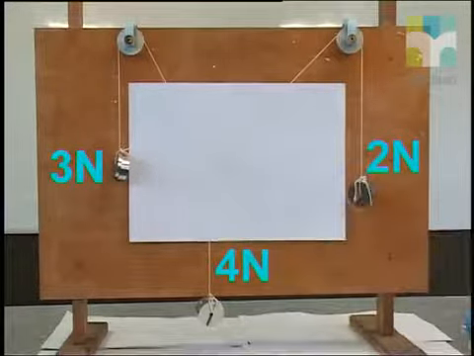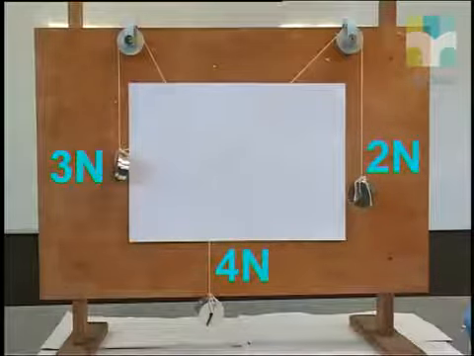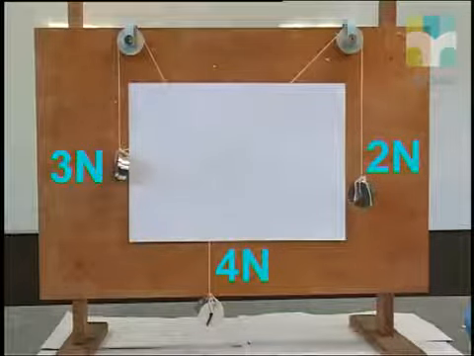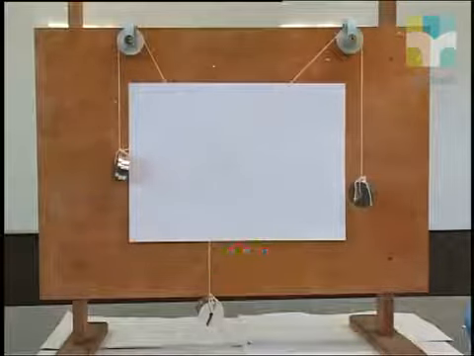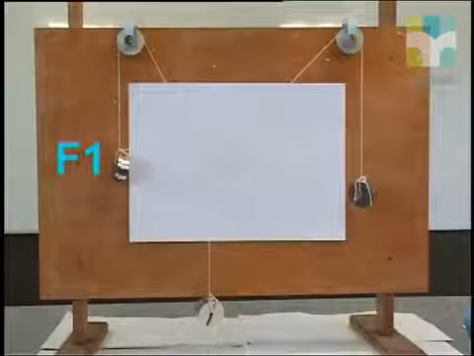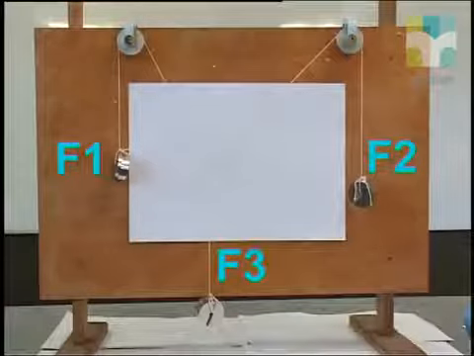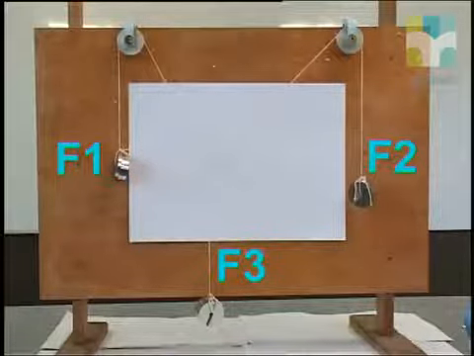towards the center of the earth. These two forces on the sides are not pulling directly upwards, but they are able to balance the vertical downward force. Let's call these forces F1, F2, and F3. We want to record them on the paper.